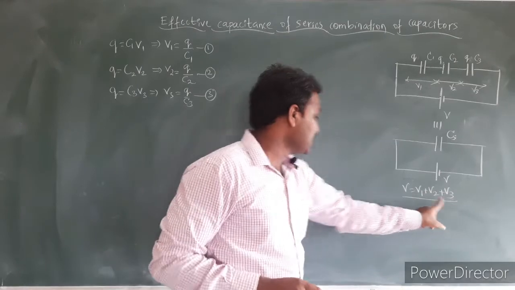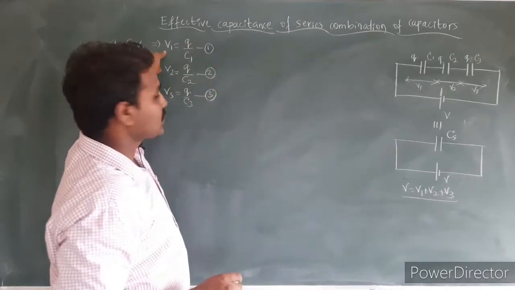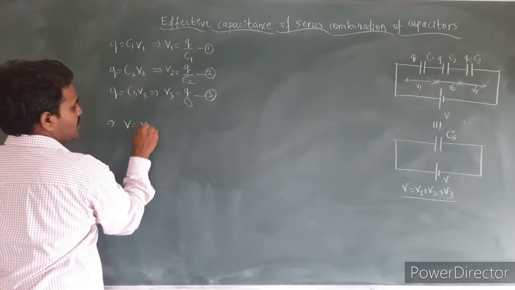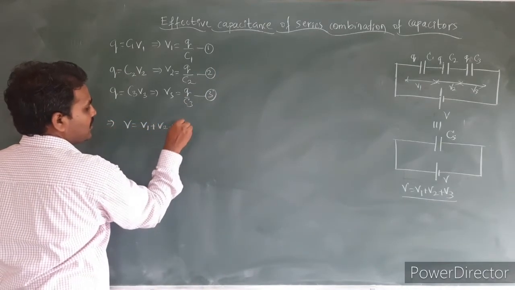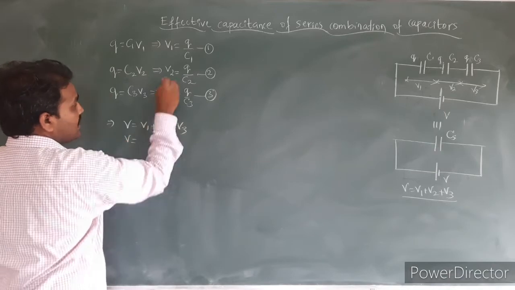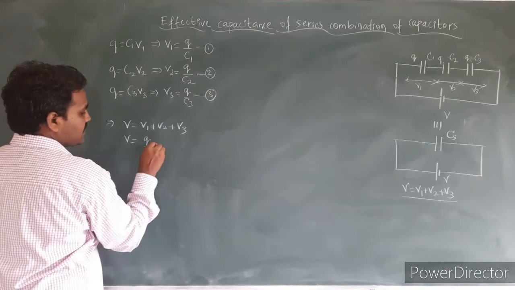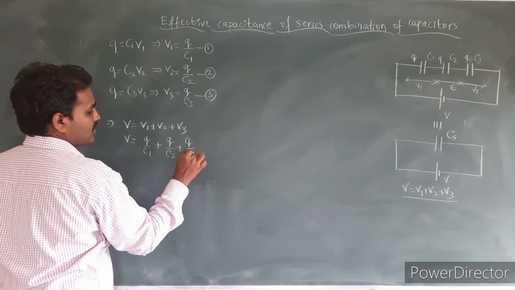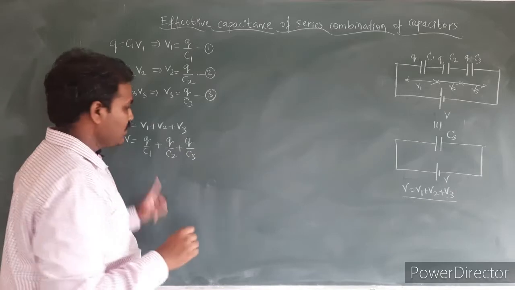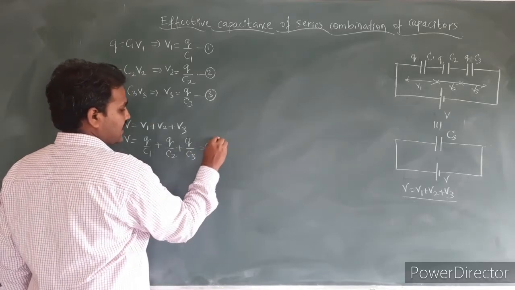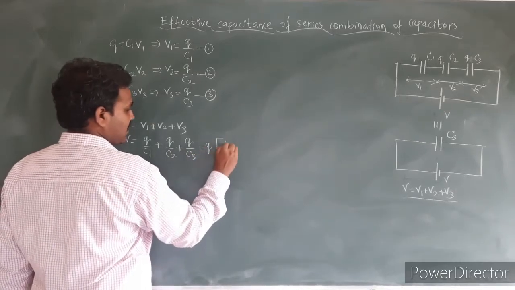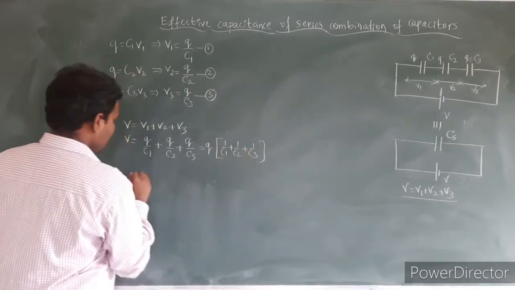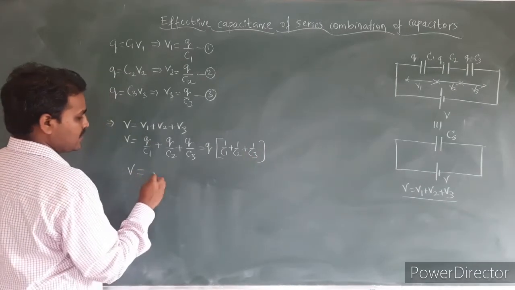V1 plus V2 plus V3, and all these voltages I will consider here. By this I can write V is equal to V1 plus V2 plus V3. This I can again write as V1 is equal to Q divided by C1 plus V2 is equal to Q divided by C2, and V3 is equal to Q divided by C3. In this Q is common, so I take it outside. I can write it as Q inside bracket 1 by C1 plus 1 by C2 plus 1 by C3. So the voltage V is equal to what?